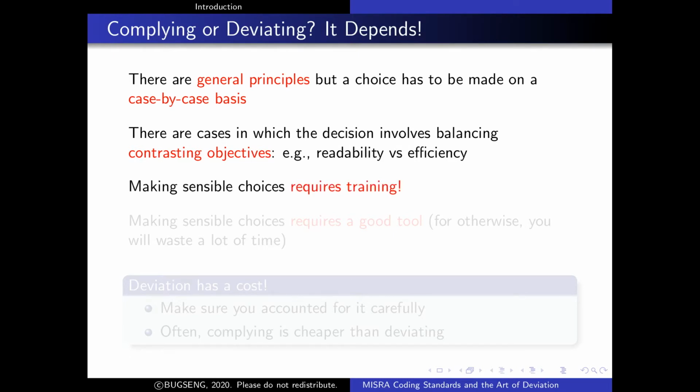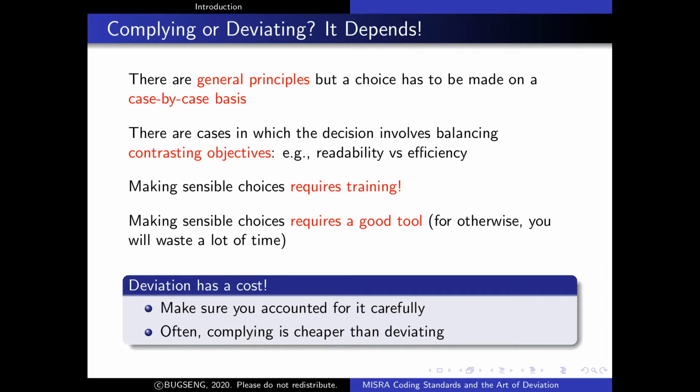Making sensible choices requires training, and also it requires a good tool. If you don't have a good tool, making a sensible choice amounts to a huge waste of time. Why? Because you will have, for example, lots of false positives, and so you will have to investigate and decide what to do with all of these false positives. And if the tool has very few false positives, this is time that you will save. Another quite common factor is that the tool may not provide you enough information to make a good decision. So the quality of reports of the tool is also very important. One important thing that you have to take into account, and I hope to convey in this webinar, is that deviation has a cost. So the cost of deviating should be accounted carefully, and often complying is cheaper than deviating.